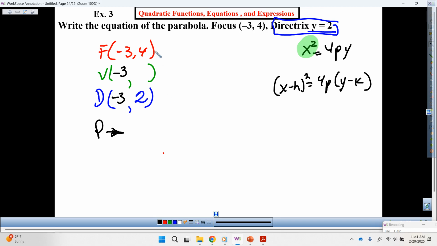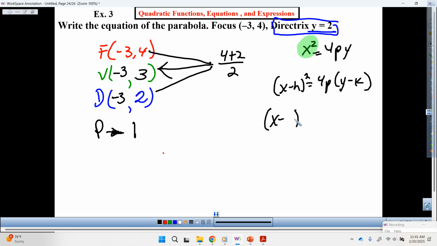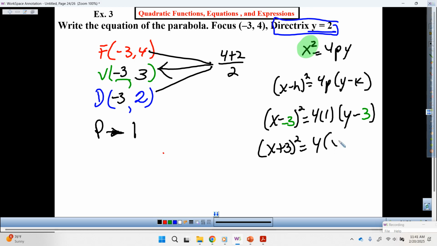Therefore, we take these and we do what, Mario? Add 4 plus 2 divided by 2, and that gives us 3. So therefore, what is the steps between the points, everyone? 1. So, x minus h squared equals 4p parentheses y minus k. h is negative 3, k is 3, p is 1. Standard form equation is x plus 3 squared equals 4, parentheses, y minus 3. Hands if you got that by yourself.